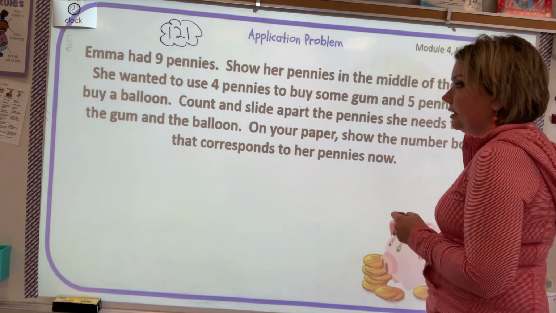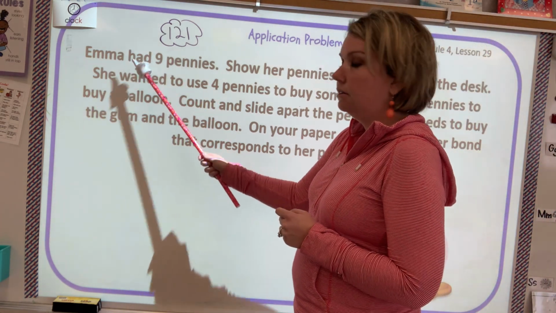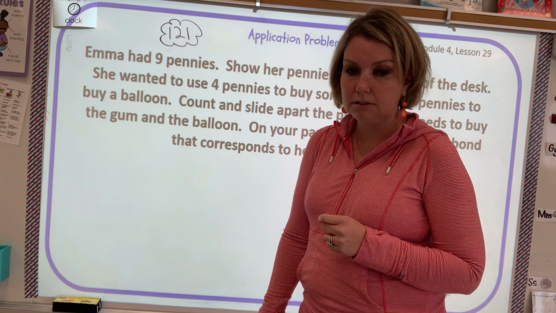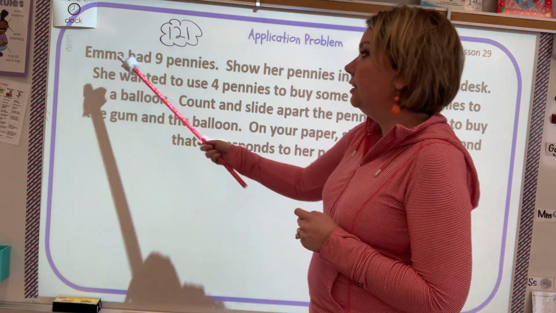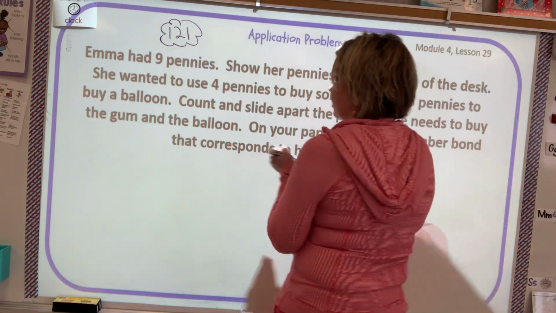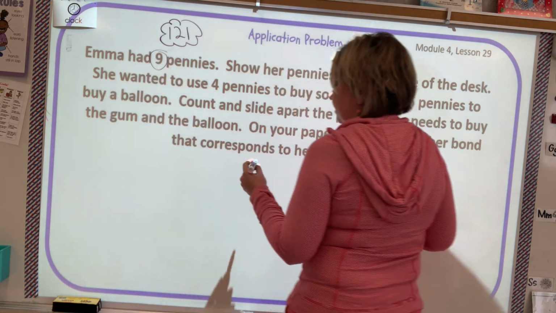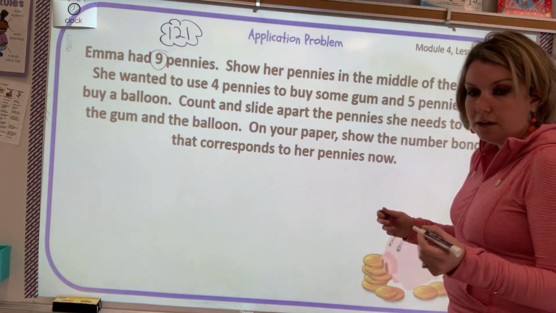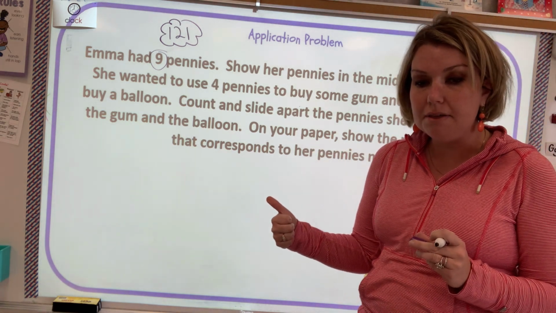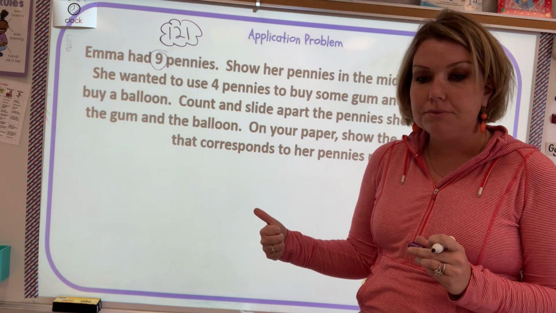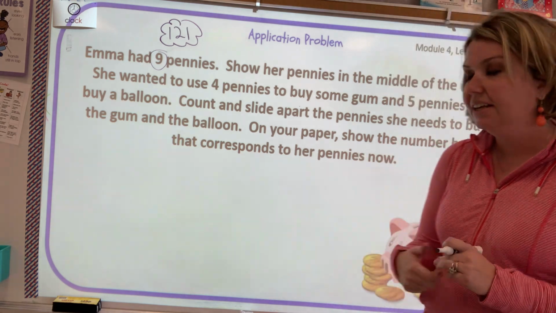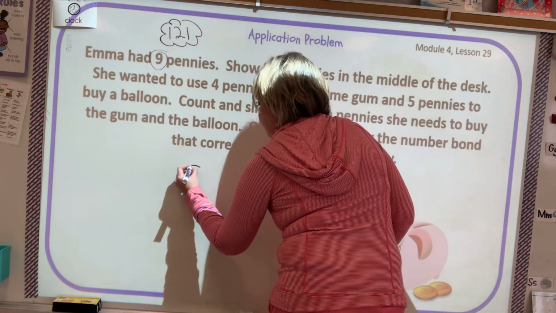Let's take a look at the first sentence. Emma had 9 pennies. So I see my number. She had 9 pennies. I'm going to draw the 9 pennies. But remember at the beginning, what way do we need to draw them? Carolyn? The 5 group way. So I'm going to do that.